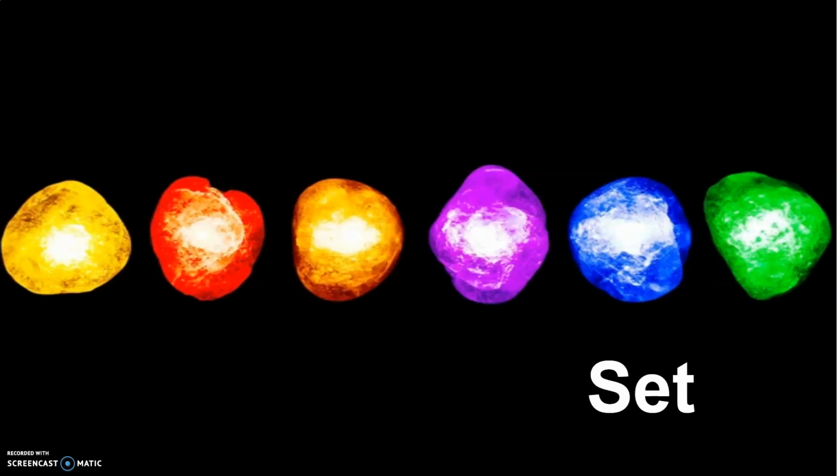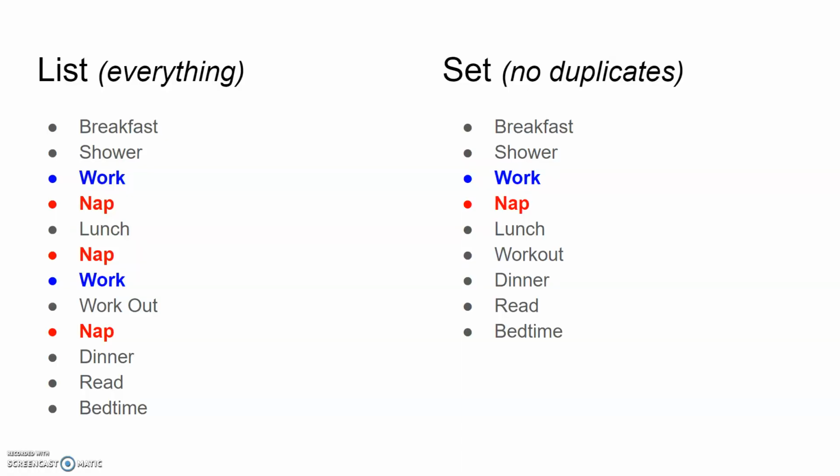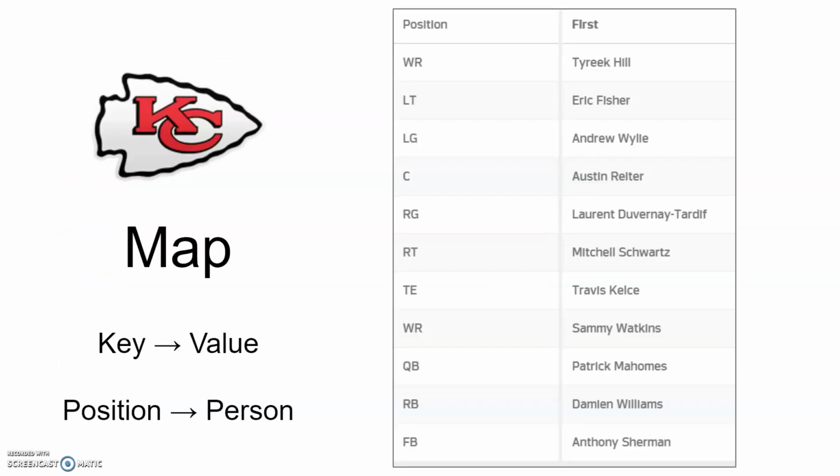And if you recall, a set is a list that does not contain duplicates. Looking at the difference here real quick, on the left side we see a list of a lot of different things, a to-do list you need to get through in one day. Highlighted in blue and red are things that are being repeated, whether you're working or taking a nap or whatever else. In a set, you see in the right column, there are no duplicates. You can only have one of each thing. So just remember that one. And then with a map, we'll see how sets work into that.